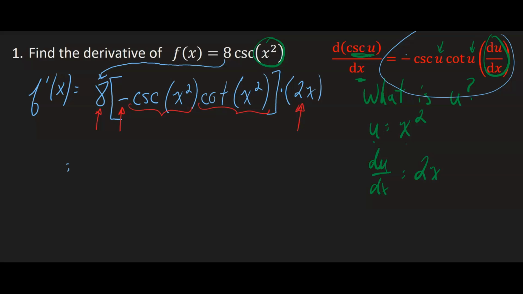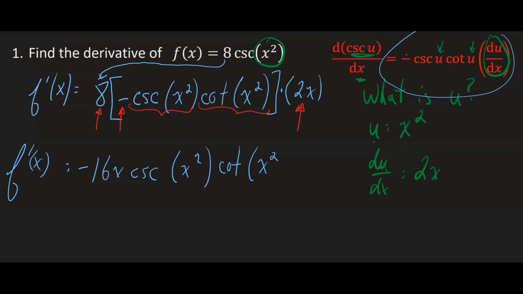So the f prime of x equals 8 times -1 times 2x, which is -16x, cosecant x squared, cotangent x squared. And that's how we will leave it.